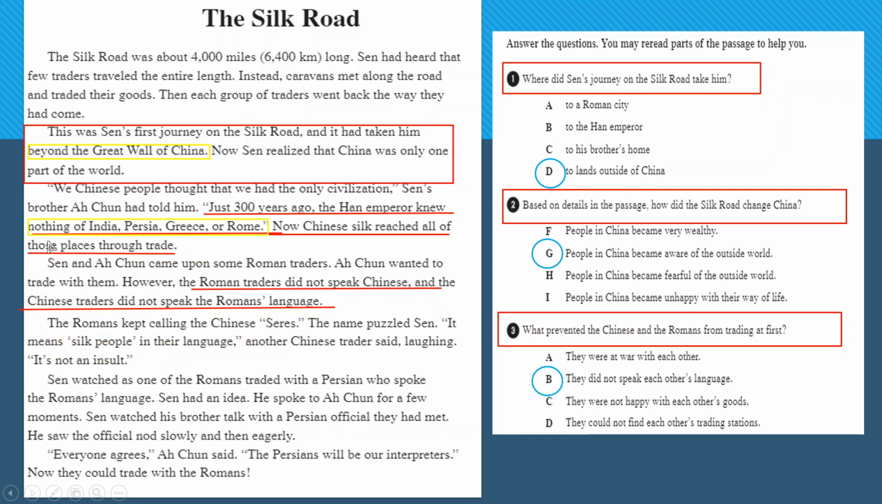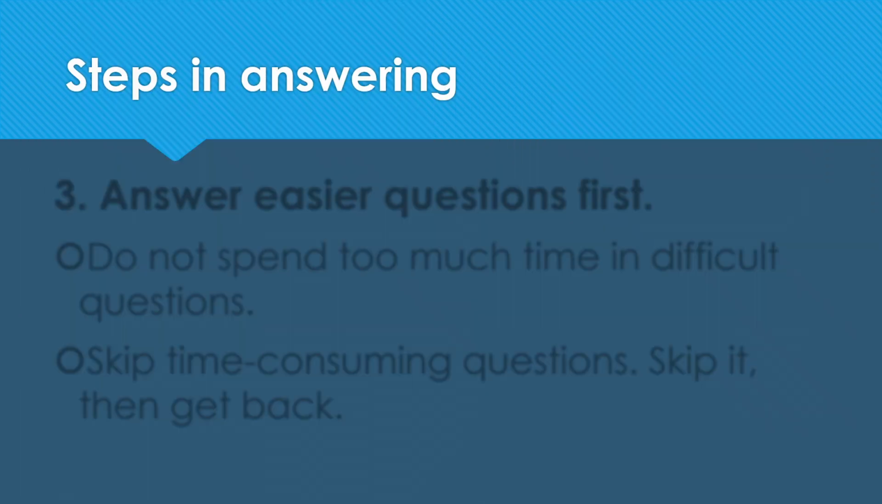Next, another idea is "nothing of India, Persia, Greece, or Rome." By getting that, you can get the idea that they are not aware of the outside world. And finally, "did not speak Chinese" or "did not speak the Romance language." So with these ideas, if you reread it, so reading the text twice in these important paragraphs, you will get the idea of the correct answer. That's the second step in answering unseen comprehension, which means that you need to look for ideas by rereading some paragraphs.